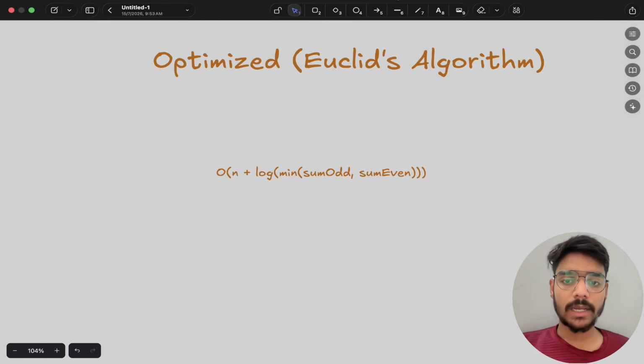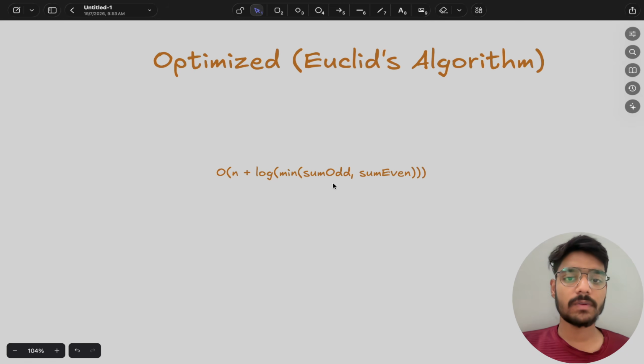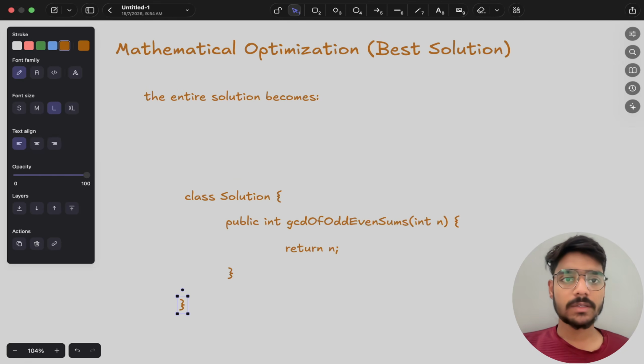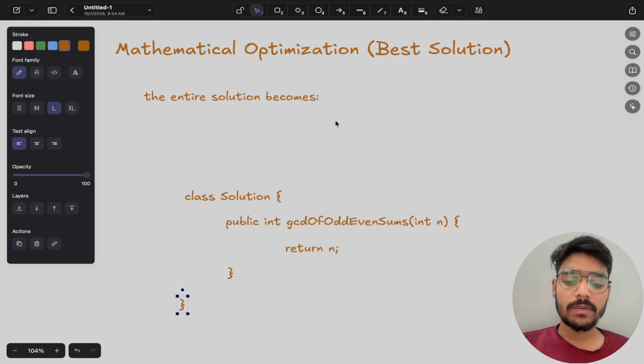The time complexity of this Euclidean algorithm is n plus log of the minimum of the sum of odd and the sum of even. There is also a mathematical optimized solution, which comes from the mathematical formula, which is this.